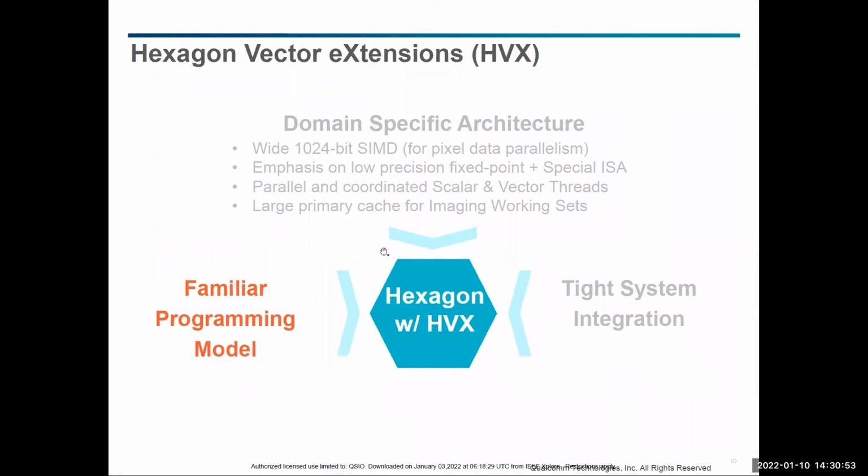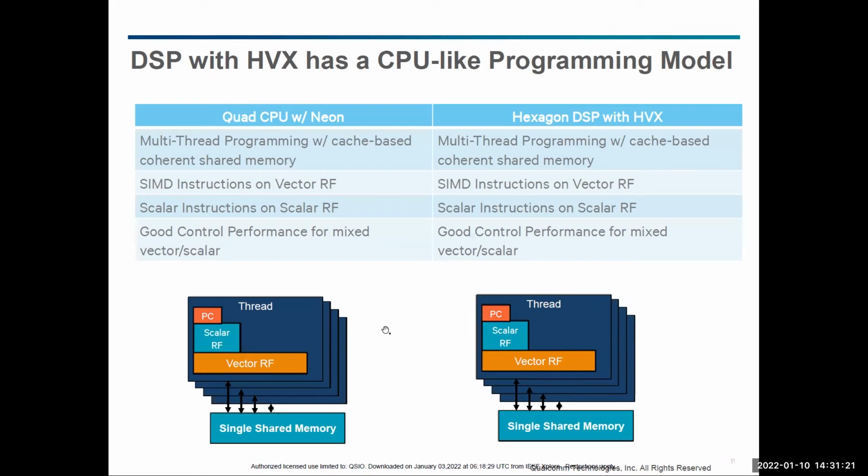So yeah, I think in the previous section we discussed the domain specific architecture and how that helps mostly in imaging related applications. Another aspect that I want to cover in this presentation is the familiar programming model of HVX, and how we have different tools available that help an end programmer use Hexagon in a relatively seamless manner.